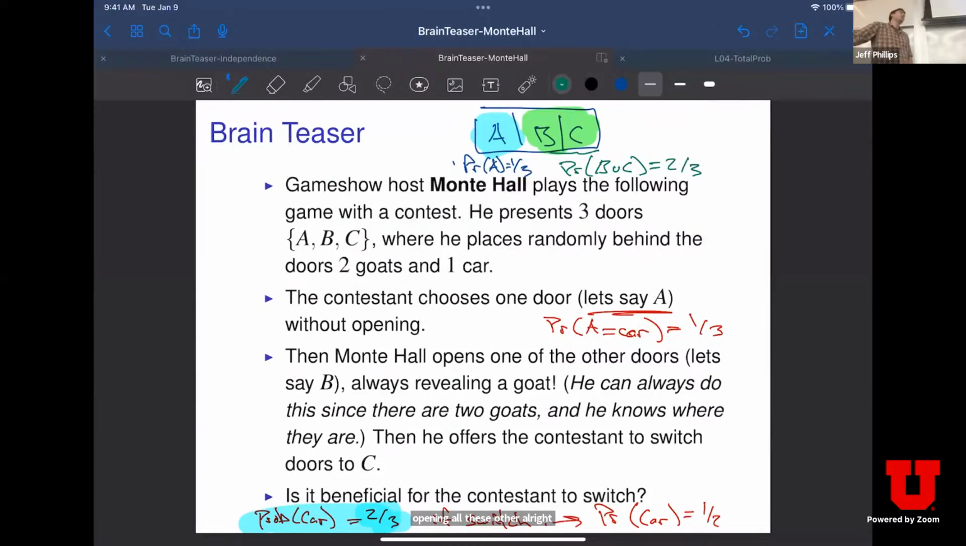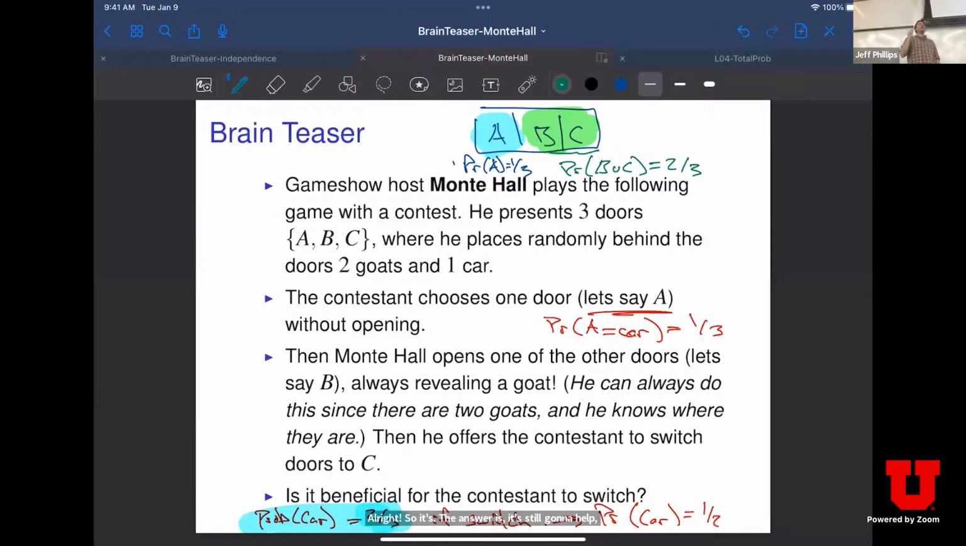Okay, so you've got 100 doors, you pick one at random, and Monty Hall picks one of the other doors, which reveals a goat. Now, should you switch? Who thinks you should still switch, and who thinks it's not going to help anymore? All right, so the answer is it's still going to help, but not as much.